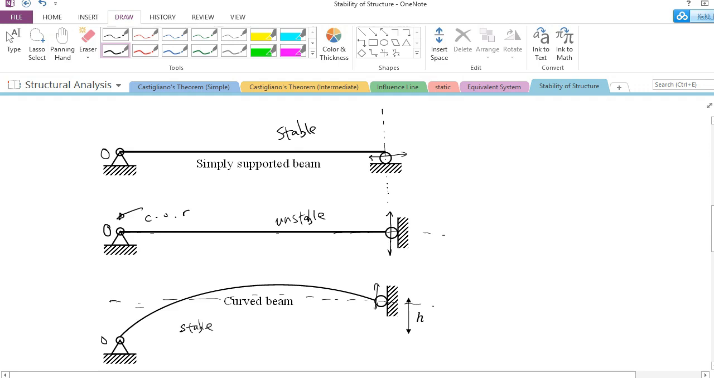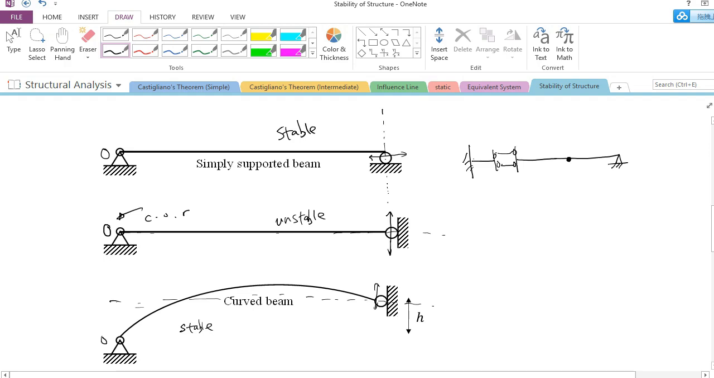Let's say that we have a fixed support here, and then we have some very crazy support conditions. At this point the shear is released, and then we have a pin here, then a lower hinge here.